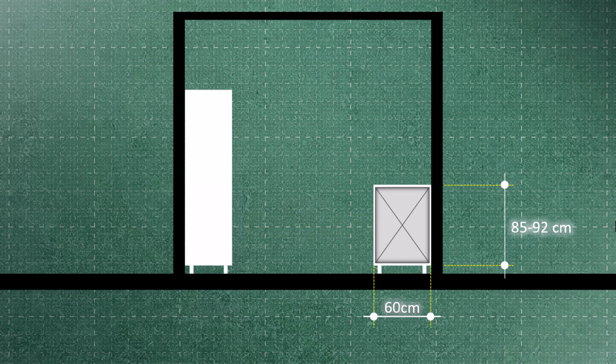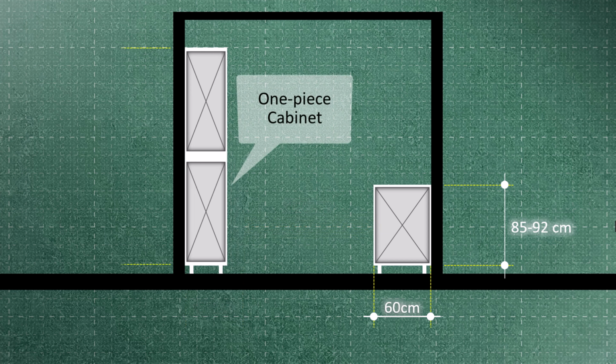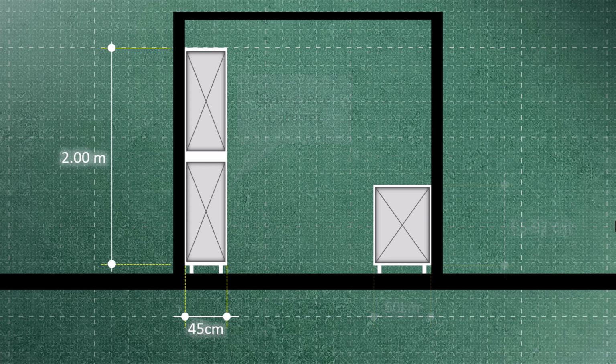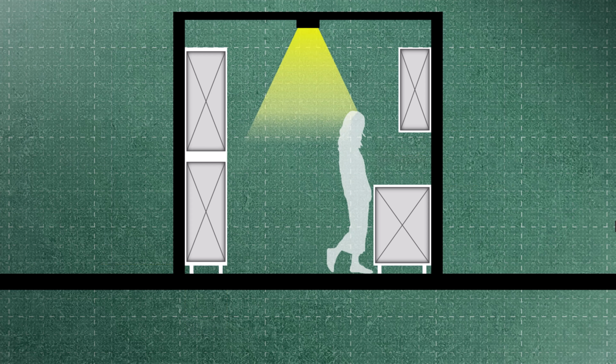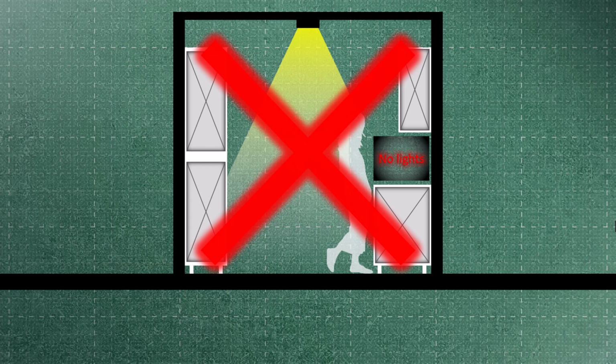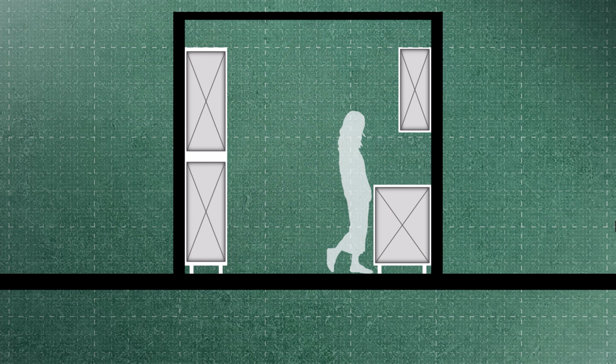When working with one-piece cabinets, it is advisable to keep their height under 2 meters and their width under 45 centimeters. If installing cabinets above the main row, they should be positioned 55 centimeters away from the main cabinets, with a length of 60 centimeters and a width of 35 centimeters. Proper placement of light sources in the kitchen is crucial to avoid any disturbances. It is recommended to have a light source under the upper row of cabinets.